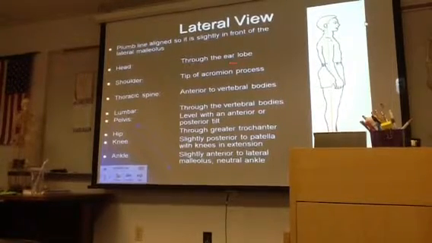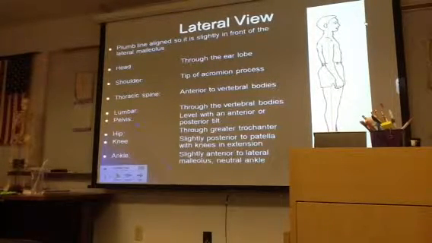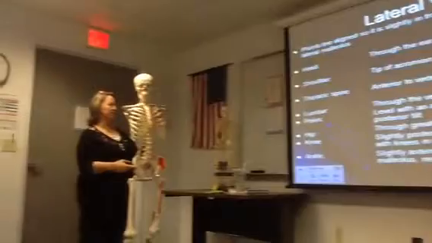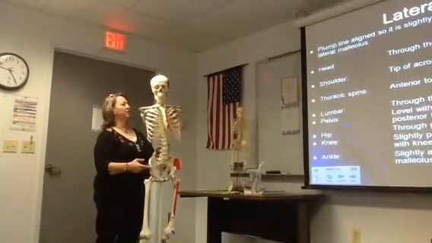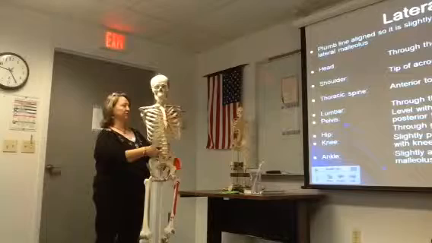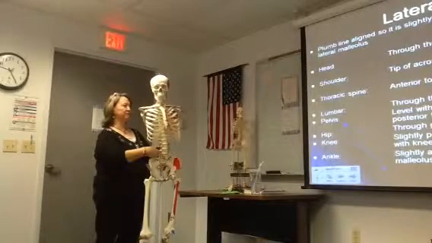Okay, so this gives you, like, through the earlobe, the tip of the acromion process. So the tip of the acromion process, your head of the humerus is going to be slightly behind that. In the thoracic spine, you can't really see it, but it would be anterior to these vertebral bodies, and the same with the lumbar. In the pelvis, it's going to be level with an anterior or posterior tilt.